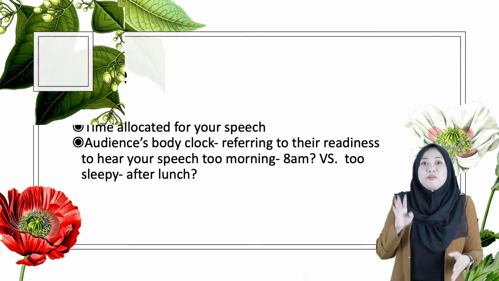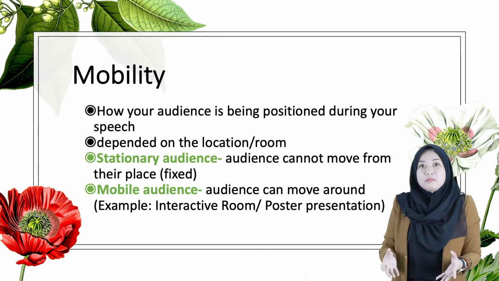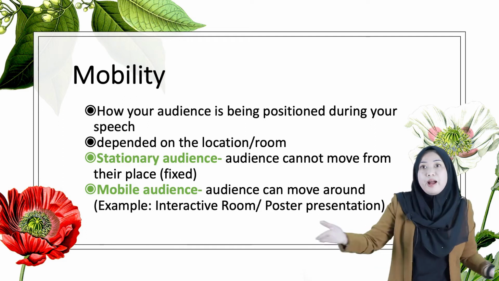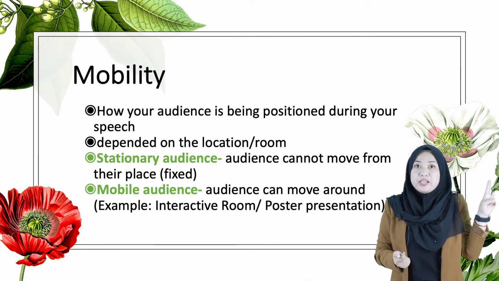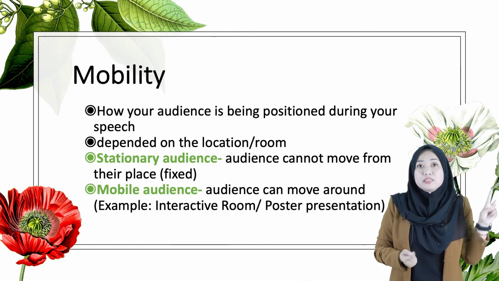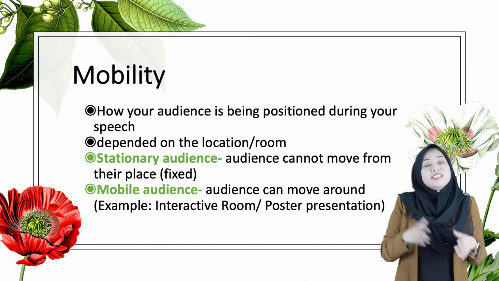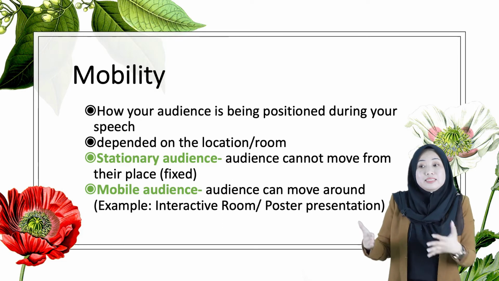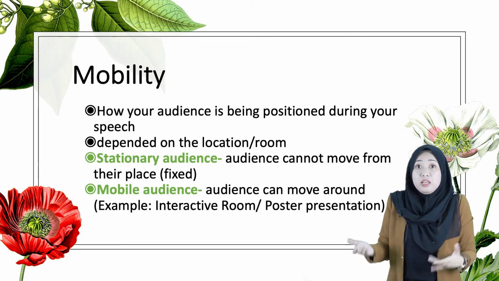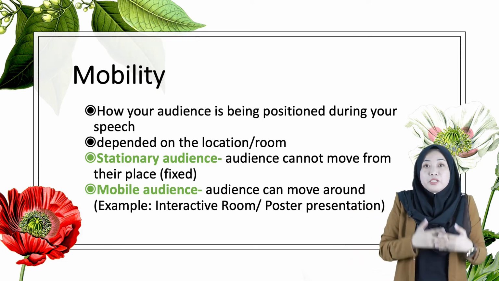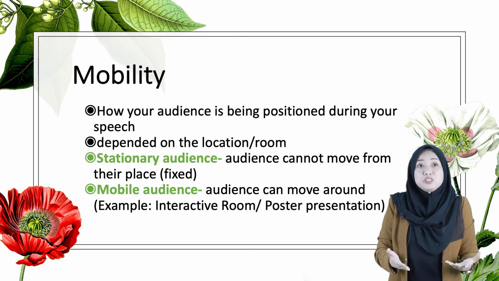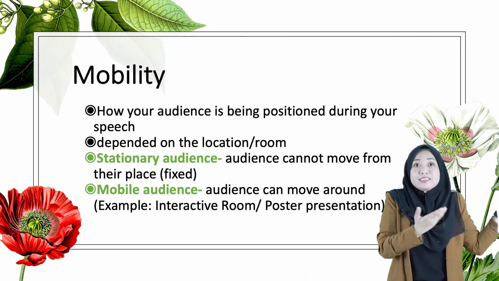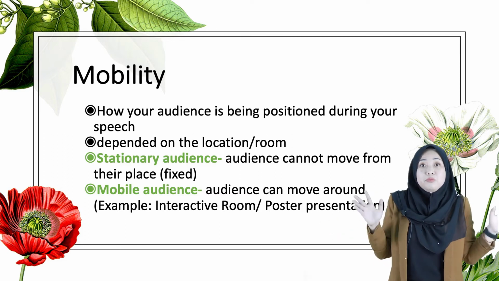Situational characteristic number 4 is the mobility. When we talk about mobility, we're looking at how much your audience can walk around when you're doing the speech. There are 2 types of mobility for your audience. The first one is what we call a stationary audience. A stationary audience is when your audience is seated in a very fixed position, like in the classroom. But sometimes there could be instances where your audience is able to move around. For example, they're in a room with lots of beanbags, so they can move around in the room itself.